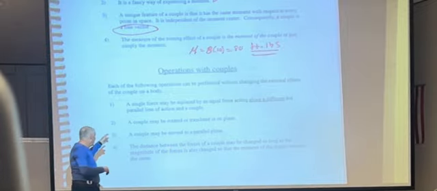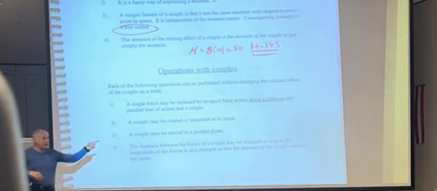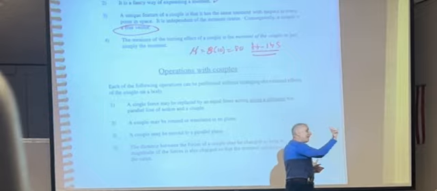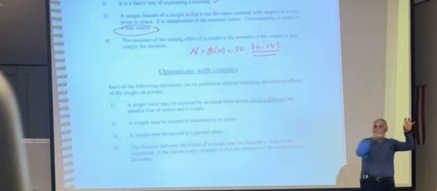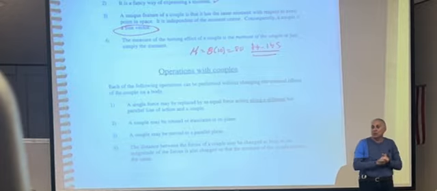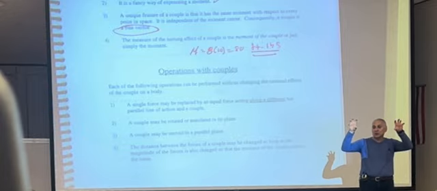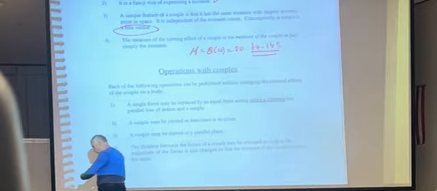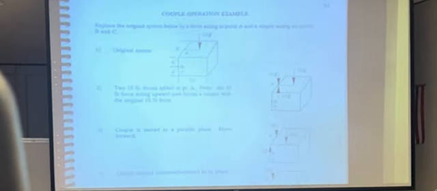That's number 1. Number 2, a couple may be rotated or translated in its plane. Number 3, you can move to a parallel plane. And number 4, that distance of 8 in between the 10 can be changed as long as the magnitudes are changed. So I can make that 4 feet as long as the forces are changed to what? 20. Okay? So if you look, the next page, you'll see an example of how I use all of these operations.